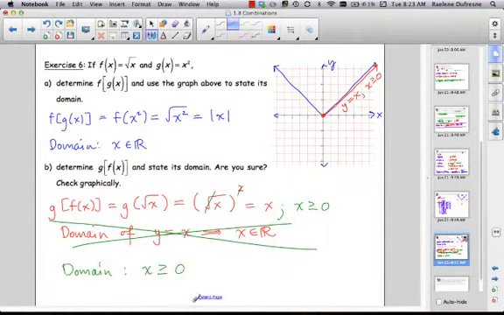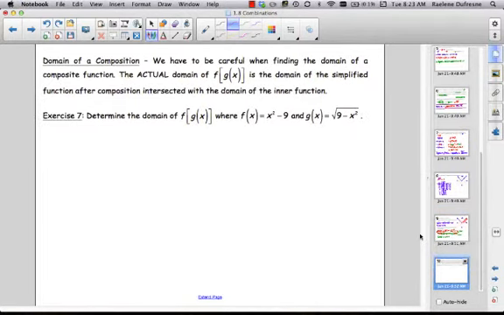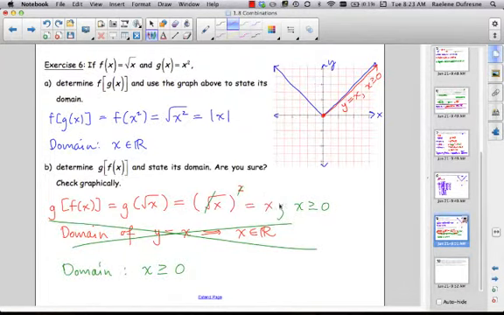Okay, well, let's see why this is. How are we going to know if the domain is the same as the original or something different? The domain of a composition, then. So we know the domain of a sum, difference, product, or quotient. Now the domain of a composition, we have to be careful. The actual domain of the composition is the domain of the simplified function after composition. So that would have been the x. That's the simplified function.